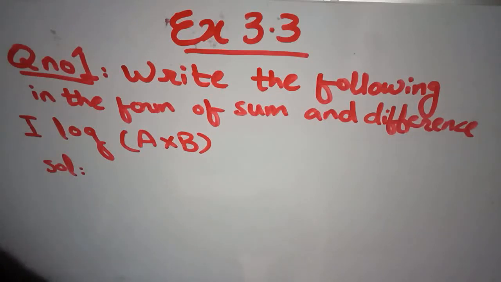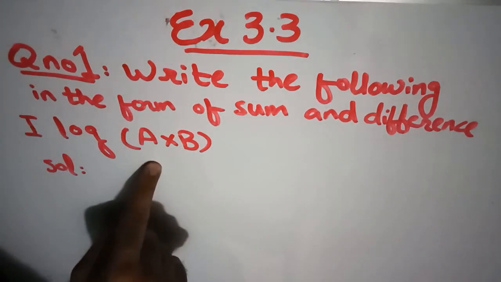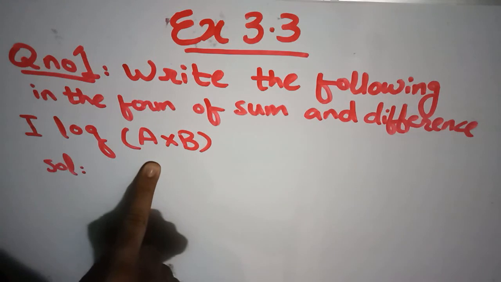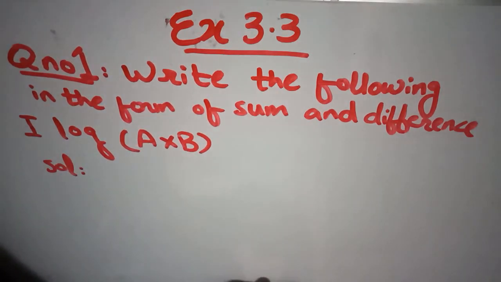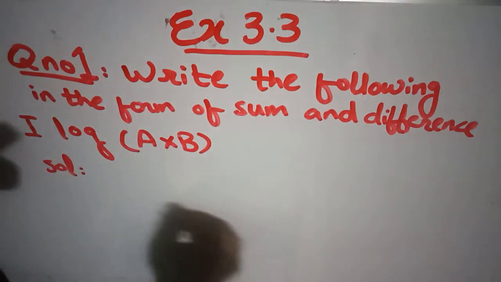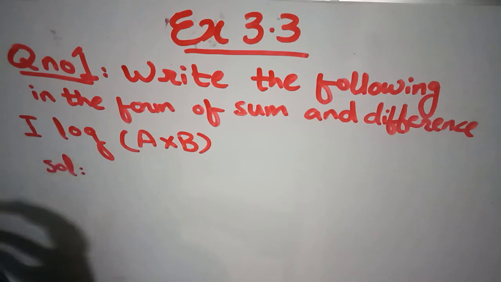In exercise 3.3 you will just change the form of the logarithm. You can write the logarithm in the form of sum and difference. Like, there is just given log a cross b and you have to change the form of this question. We are discussing part number 1.